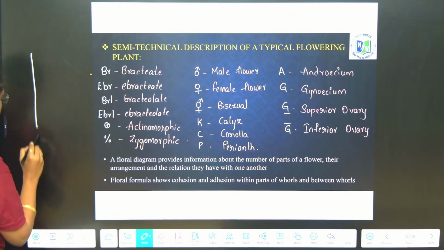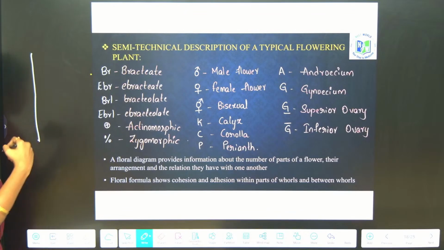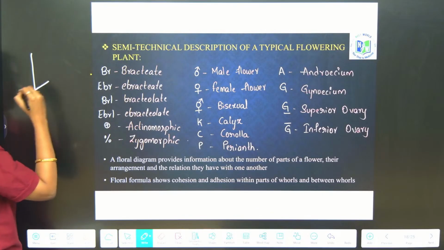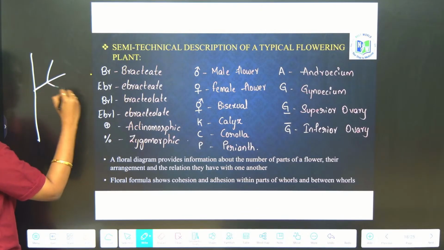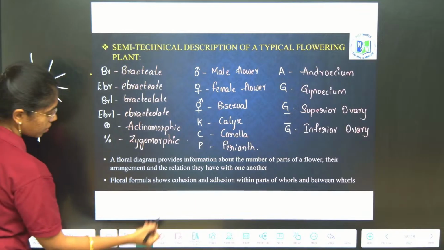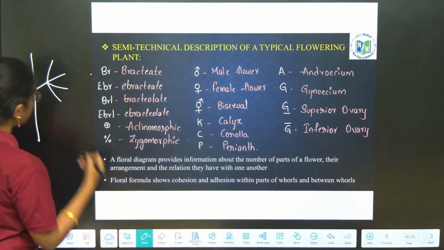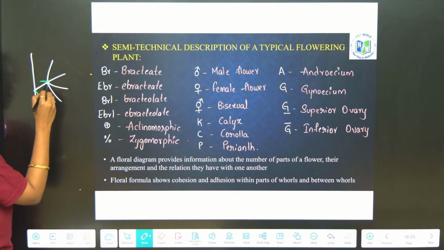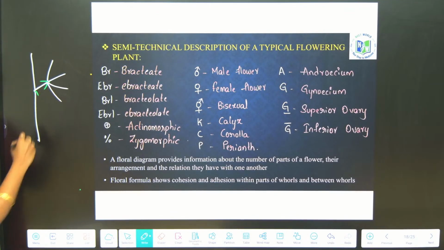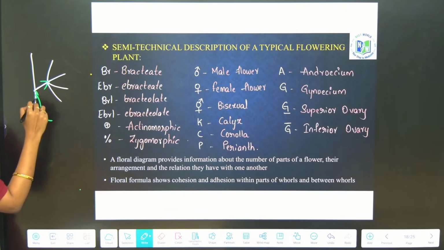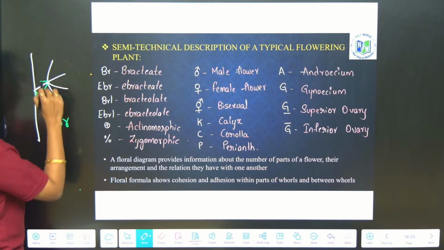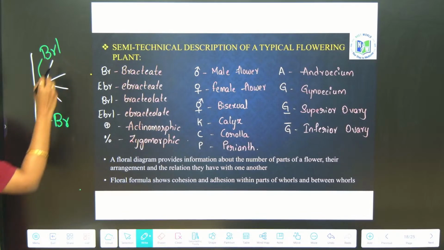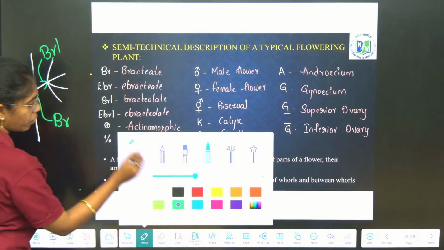If I have to draw, consider this as a stem, an auxiliary bud which has developed, and consider this as inflorescence. A small bract over here. This is termed as bracteate and this is bracteolate. Okay, and these are florets you assume.